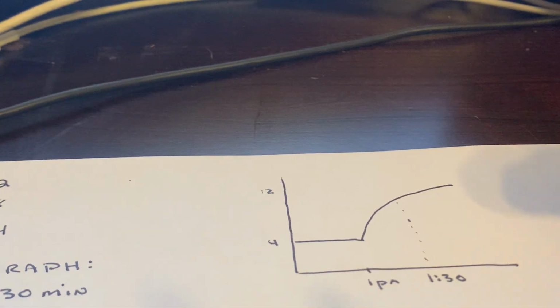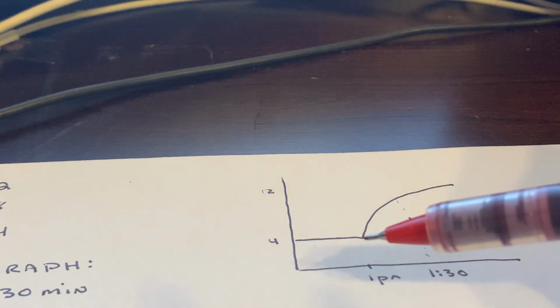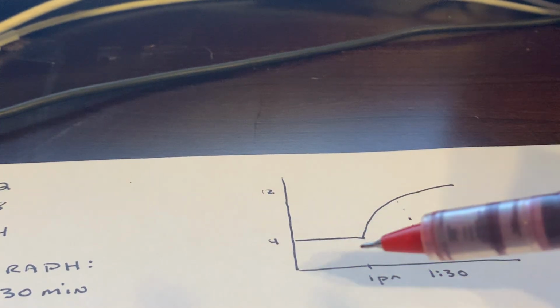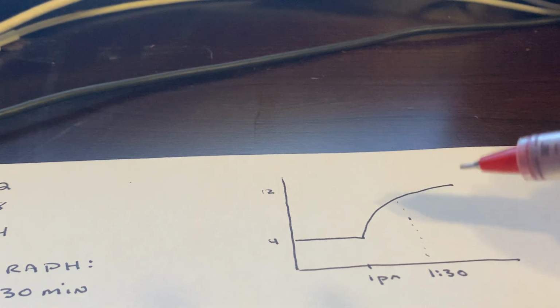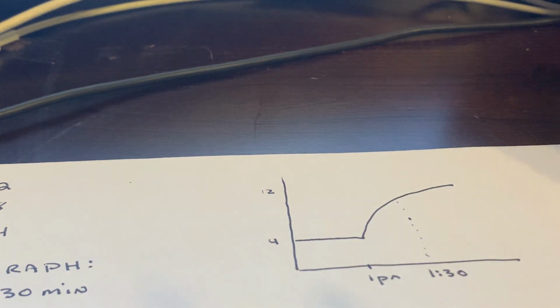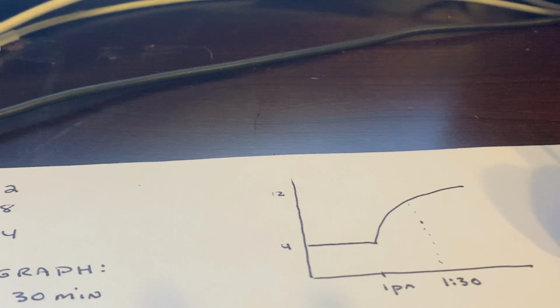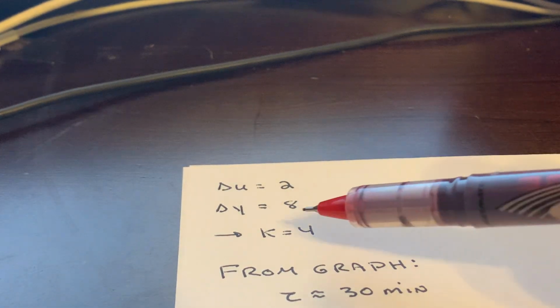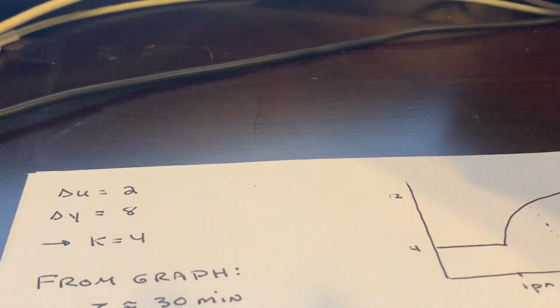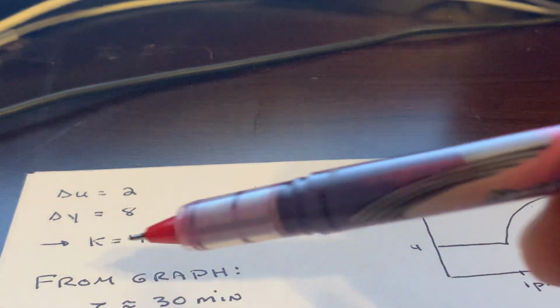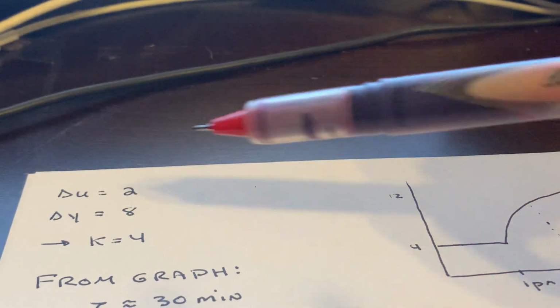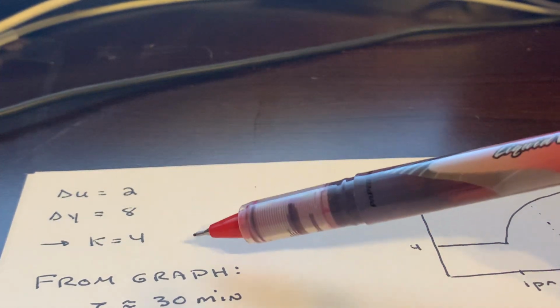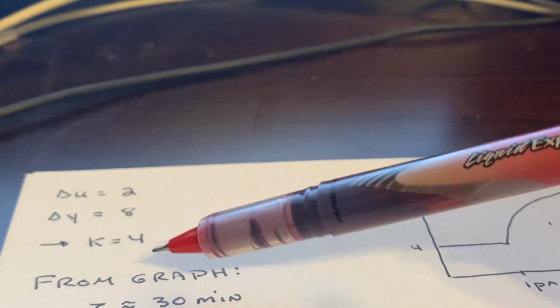All right, so last problem. Basically, this is my sketch of it. You're told that you do a step input at 1 p.m. and your process goes from 4 to 12. And you're asked, based on the step information, to determine the controller settings for this. So if you look at the information, our delta U is 2, our delta Y is 8, because we're going from 4 to 12, and the delta U is in the problem statement. So K, which is just delta Y divided by delta U, tells us that it's 4.